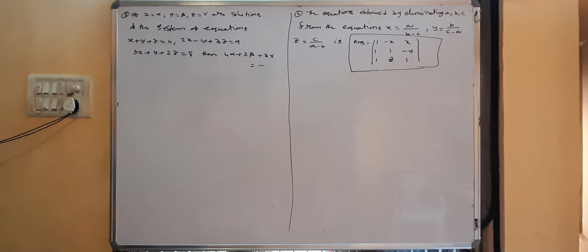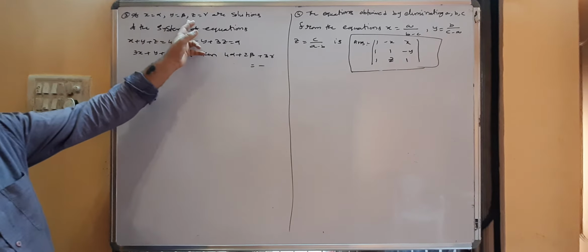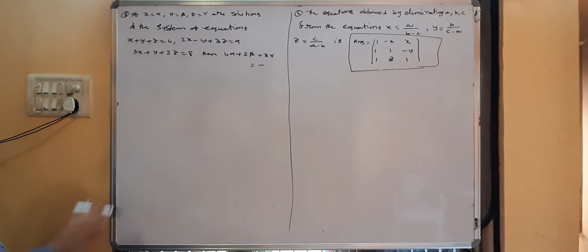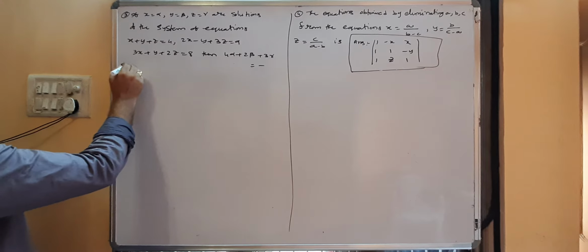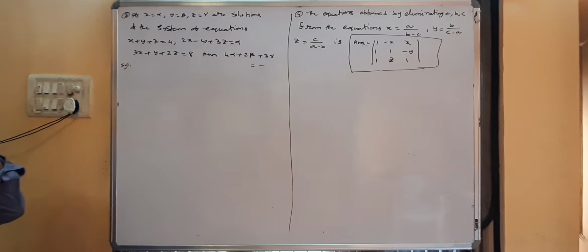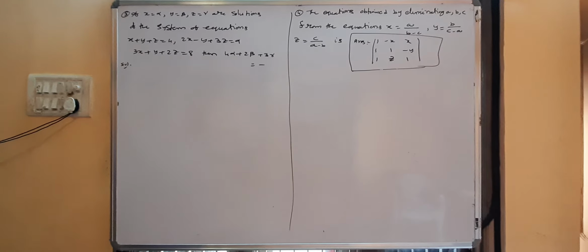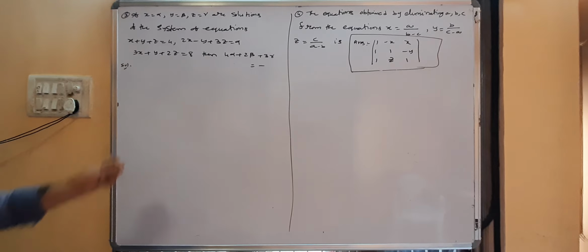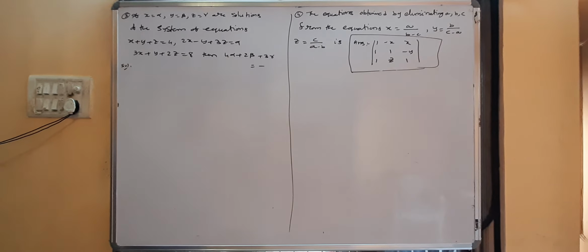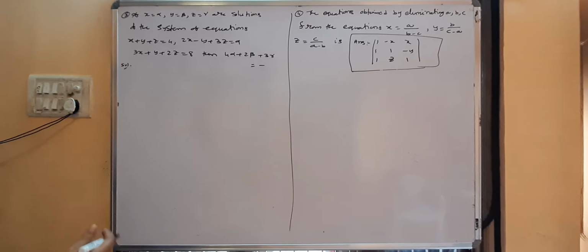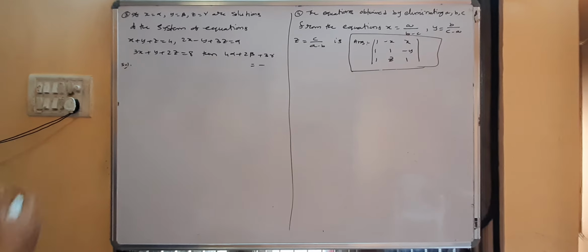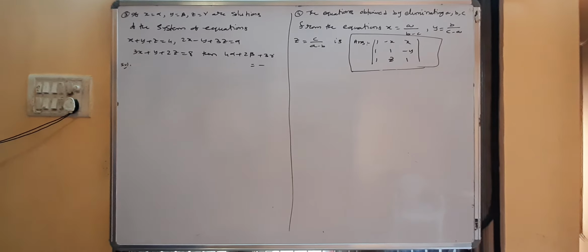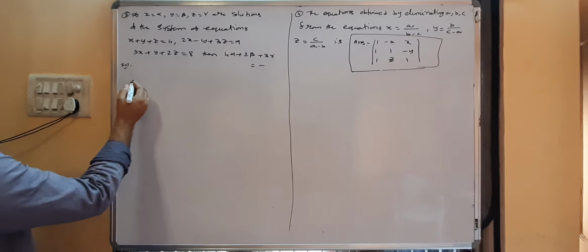Coming to the next question. x equal to alpha, y equal to beta, z equal to gamma are the solutions of the given system of equations: x plus y plus z equals 4, 2x minus y plus 3z equals 9, 3x plus y plus 2z equals 8. Then find 4 alpha plus 2 beta plus 3 gamma. I will use Cramer's method. Otherwise, you can eliminate variables to find the solution. I will go for Cramer's method.